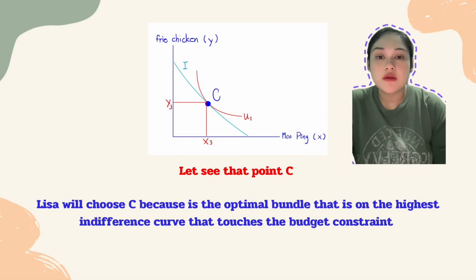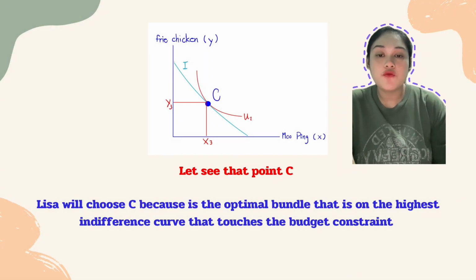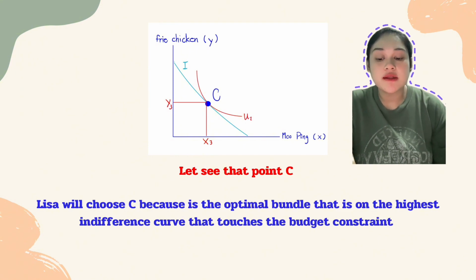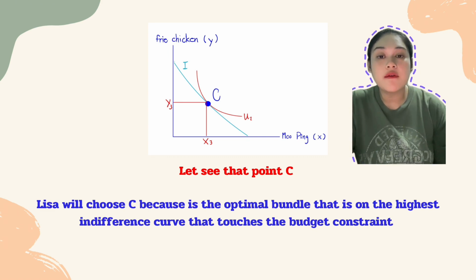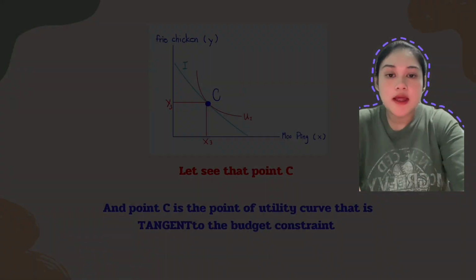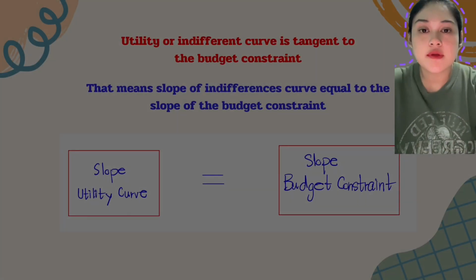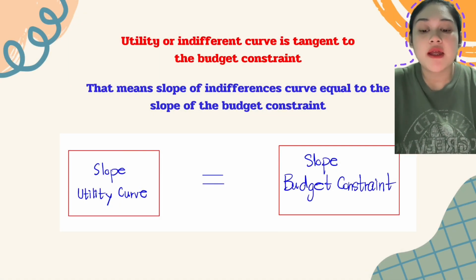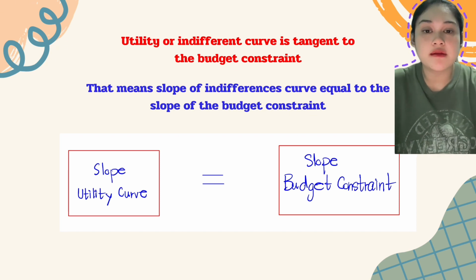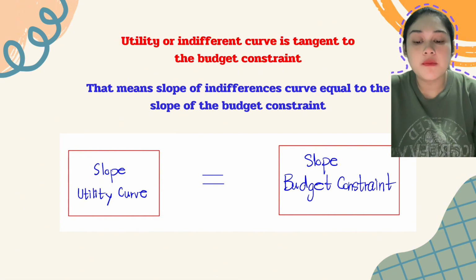So look at point C. Lisa will choose point C because it's the optimal bundle that is on the highest indifference curve that touches the budget constraint. At point C, the utility curve is tangent to the budget constraint. The indifference curve is tangent to the budget constraint. That means the slope of the indifference curve equals the slope of the budget constraint.